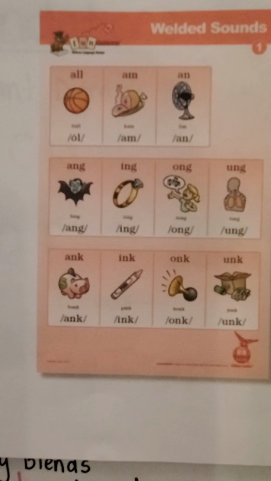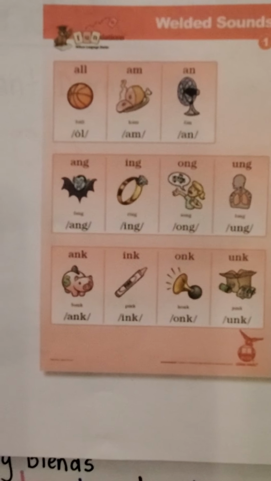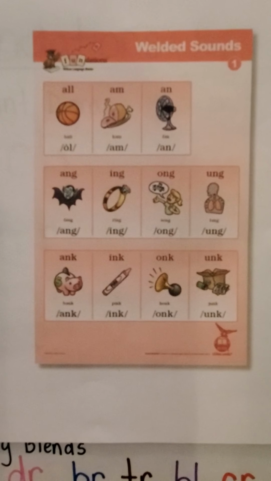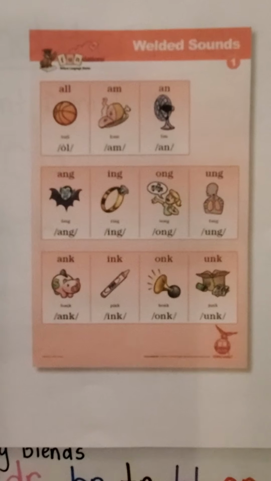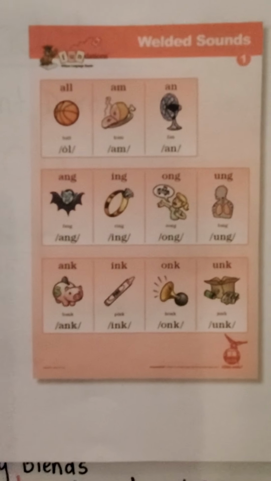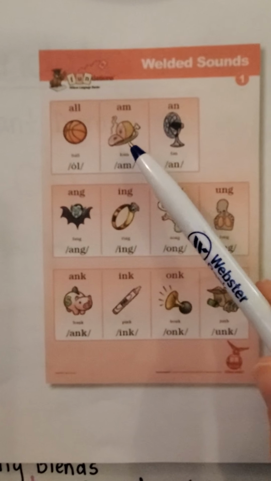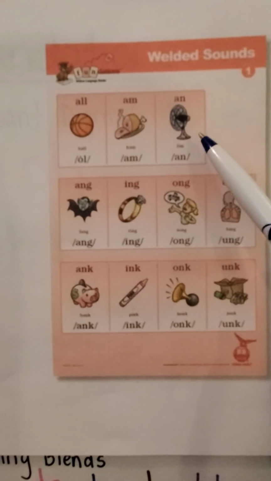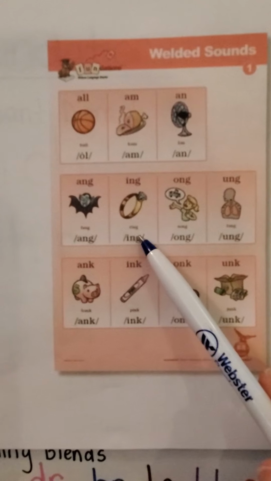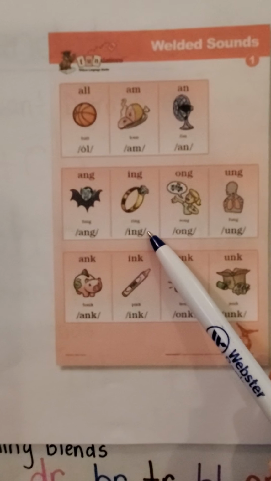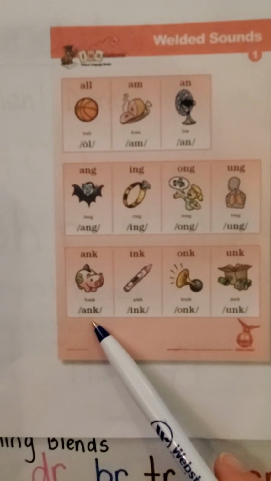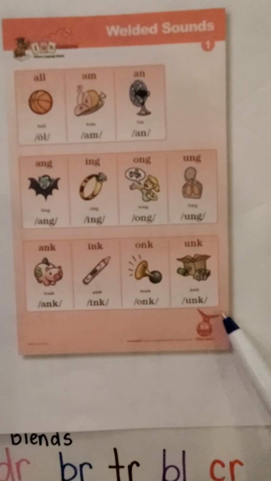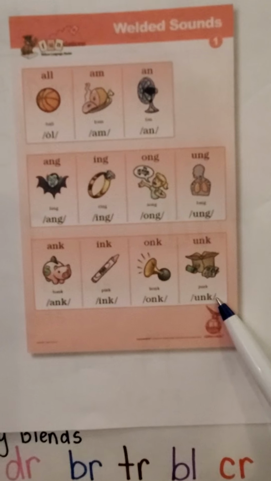The activity that is part of this assignment on Google Classroom has a few of these glued sounds, so we're not going to go over all of them, just a few. We've got am, ham, am; an, fan, an; ing, ring, ing; ank, bank, ank; and unk, junk, unk.